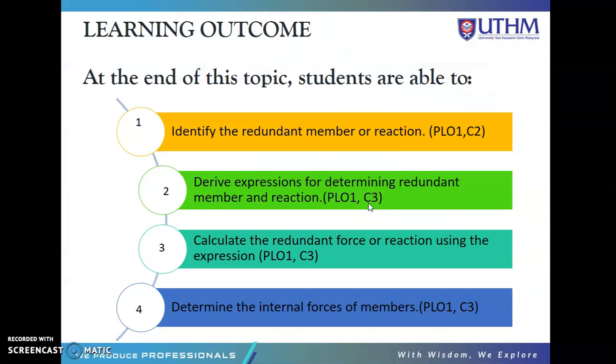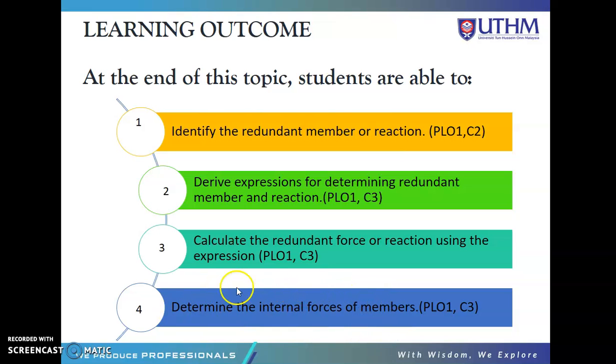As usual, we have our learning outcomes. At the end of this topic, you should be able to identify the redundant member or reaction. Second, derive the expression for determining the redundant member and reaction. Third, calculate the redundant forces or reaction using the expression. Fourth, determine the internal forces of all members.